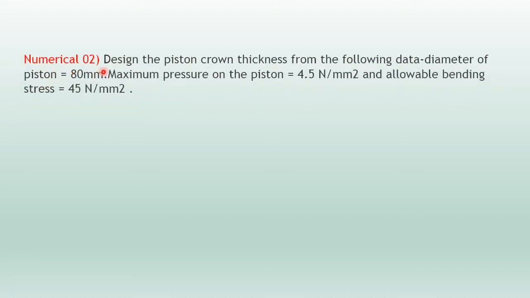Here is your second numerical. You have to design the piston crown. Remember this thing, piston crown and the piston head is one of the same thing. So you have to design the piston crown thickness from the following data, and the data is diameter of the piston is 80 mm, then maximum pressure on the piston is 4.5 Newton per mm square, and the allowable bending stress is 45 Newton per mm square. If any other data is required, you can assume.